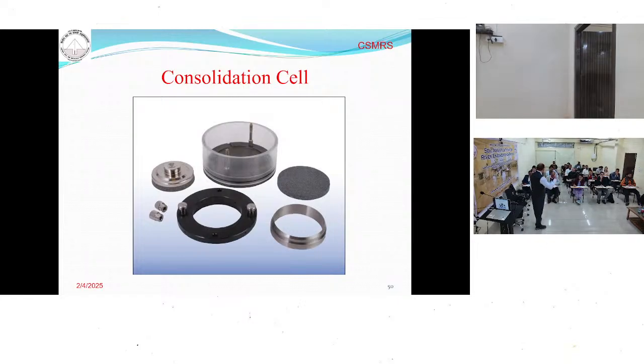At the top and the bottom of the ring we keep two filters, because when the soil is compressed the water will come out through the filter, and the soil is not directly in contact with the water.